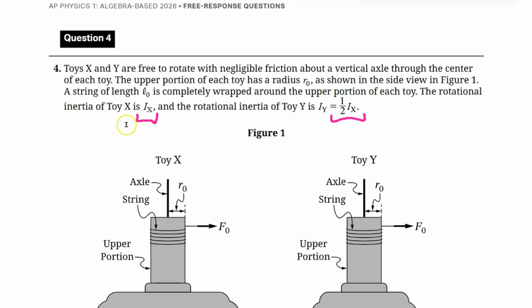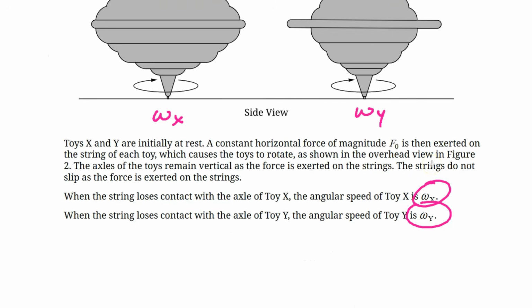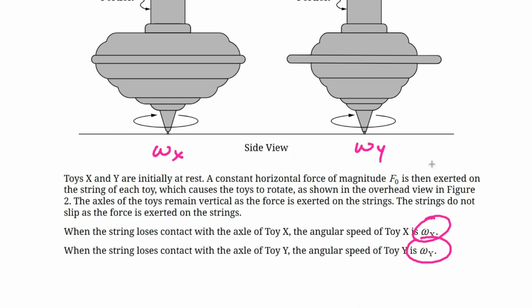The rotational inertia of toy X is Ix, and the rotational inertia of toy Y, Iy, is equal to 1 over 2 Ix. Toys X and Y are initially at rest. A constant horizontal force of magnitude F0 is then exerted on the string of each toy, which causes the toys to rotate as shown in the overhead view in figure 2. The axles of the toys remain vertical as the force is exerted on the strings. The strings do not slip as the force is exerted on the strings.